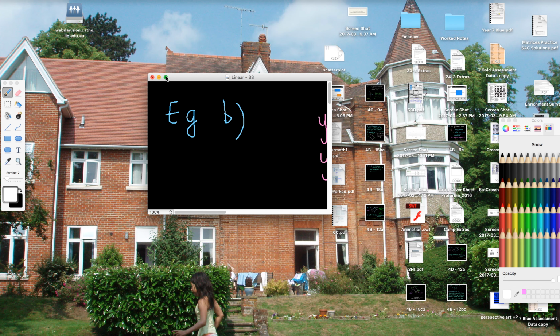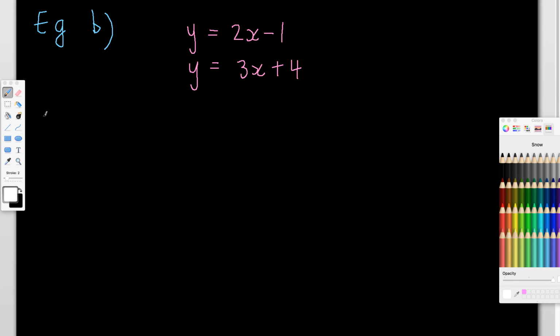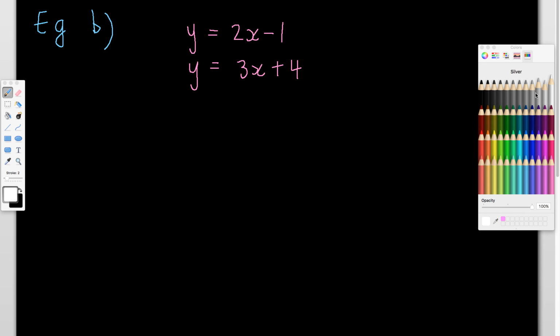Okay, so example B, we have 2x minus 1 and 3x plus 4. So again, first step would be just to check, do I have either x or y as the subject? Both of these have y as the subject like we had before. So what I can say is 3x plus 4 equals 2x minus 1.